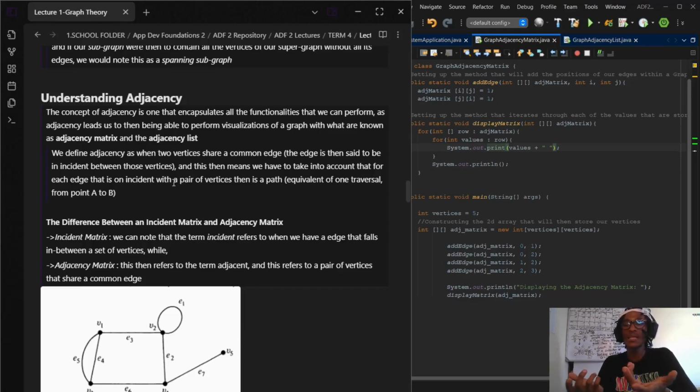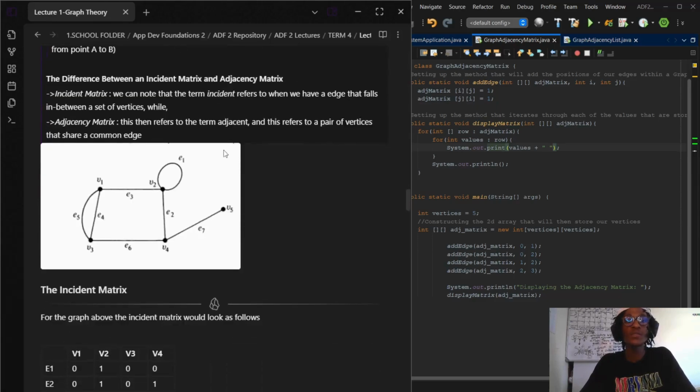And I just said that one traversal from one place to another place is one traversal. And then the difference between the incidence matrix and the adjacency matrix.